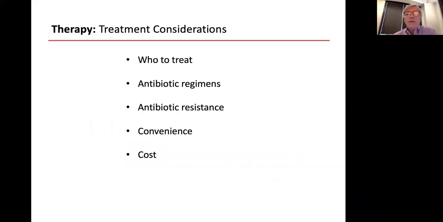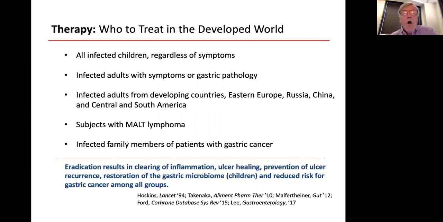So let's now look at who to treat, the antibiotics, antibiotic resistance, and convenience issues. Basically, all infected children, even children who were born and raised in North America or in Europe, should be treated regardless of symptoms, because they're going to carry their infection indefinitely unless they're treated, and with decades of chronic inflammation may progress to cancer. Also infected individuals with symptoms or gastric pathology, infected individuals from developing countries such as Eastern Europe, Russia, China, Central and South America, subjects with MALT lymphoma, which is the only lymphoma that can be resolved with antibiotic therapy, and then infected family members of patients with gastric cancer.